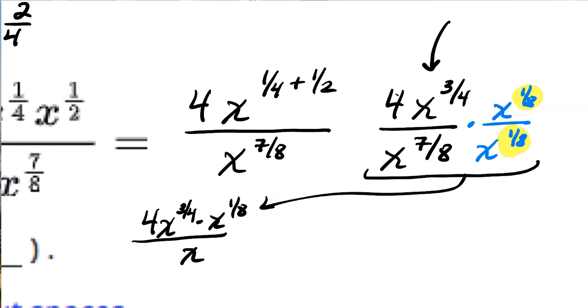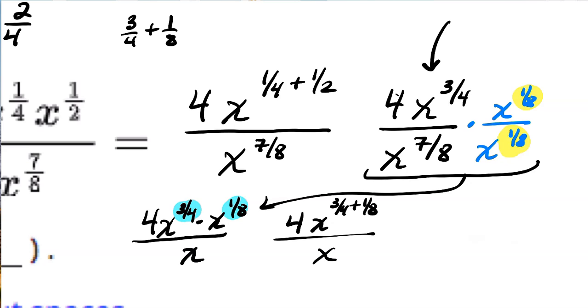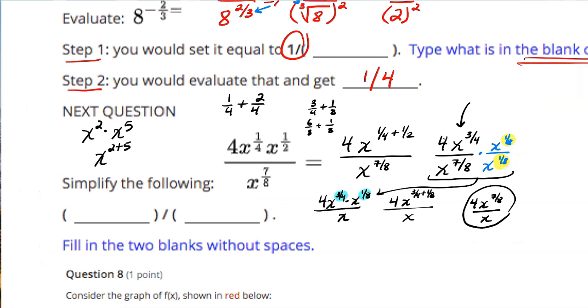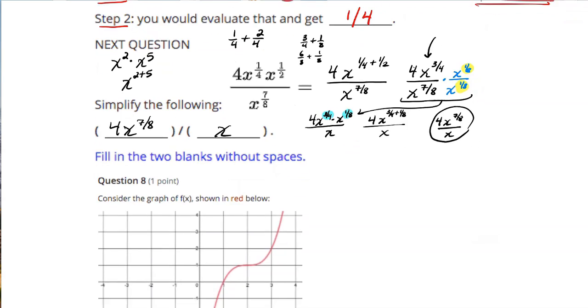You should be getting good at adding fractions. To simplify this and this, we need to do 4x raised to the 3/4 plus 1/8. So we just need 3/4 plus 1/8, which would be, in terms of eighths, 7/8. So that would be the final answer, 4x to the 7/8 over x. And we're having you type the numerator and the denominator without any spaces. So that was number 7. That one took a little while, but that's all right.